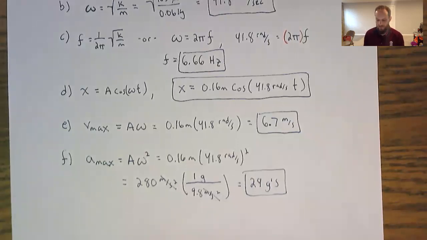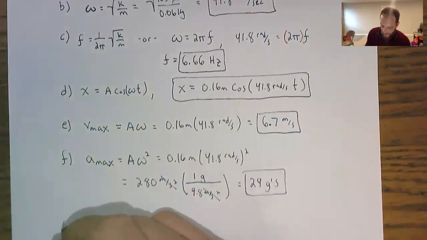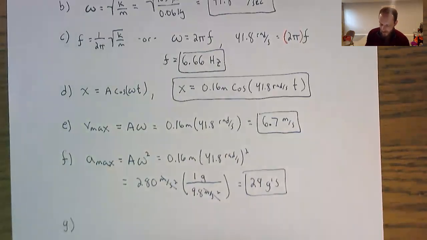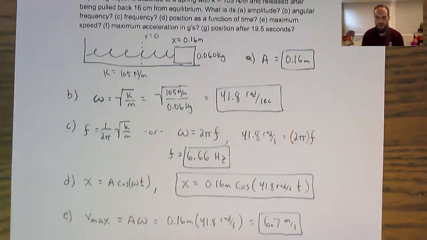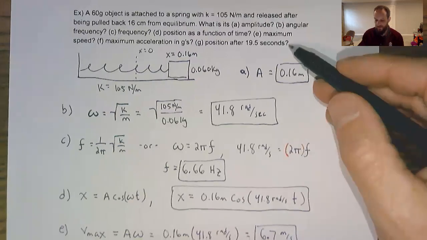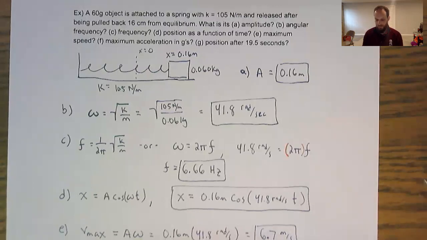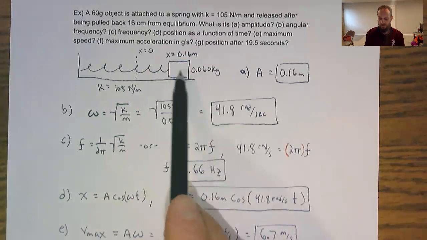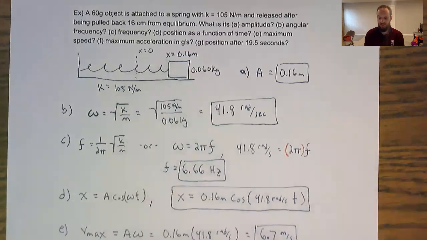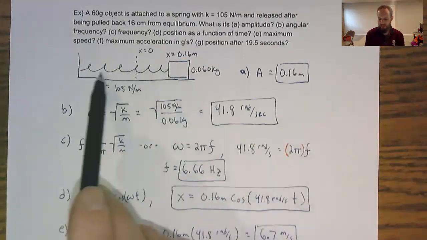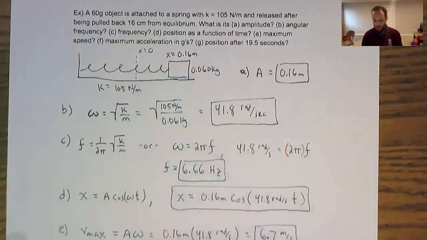Almost done. Last part of this problem, letter G. What is the position? Now I just kind of picked a time at random. What is the position after 19.5 seconds? Now this is something we couldn't do without the trig function. We couldn't use energy conservation or any other trick we know to find that. I mean, after some random amount of time, where the heck is this thing? We know it's somewhere between positive and negative amplitude, but where exactly is it? We can now find it.